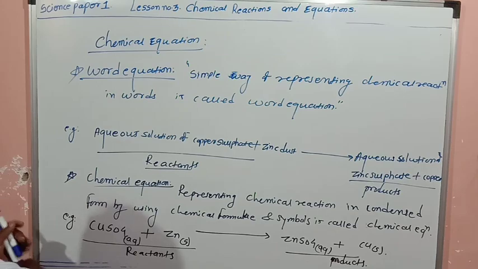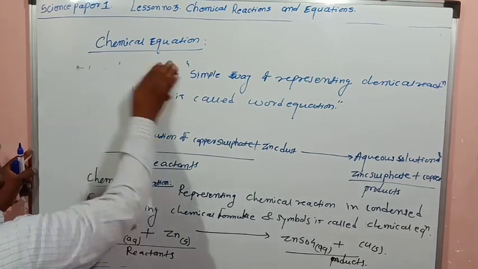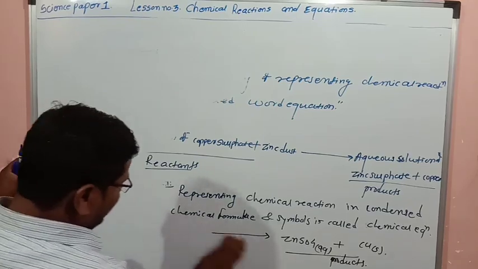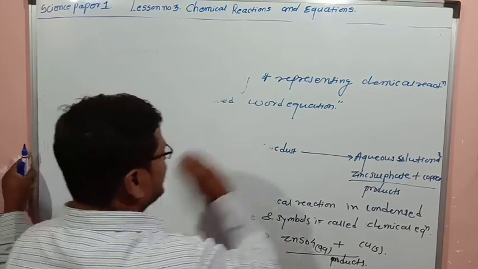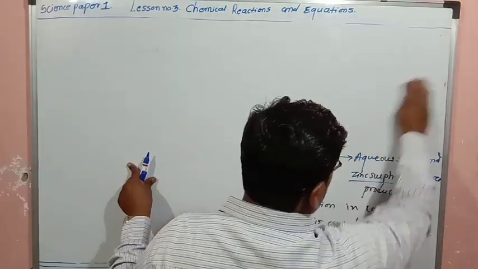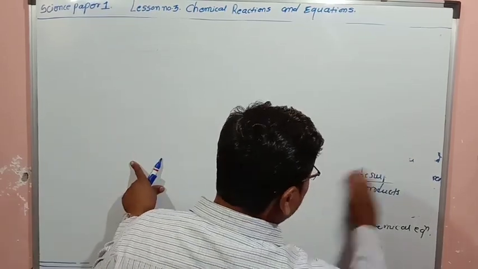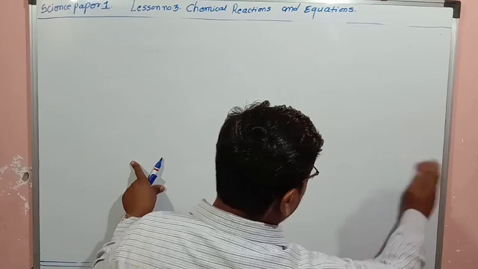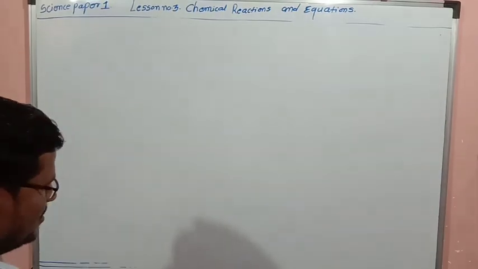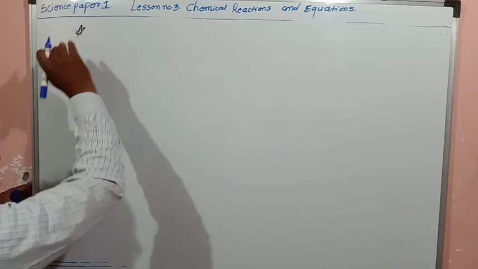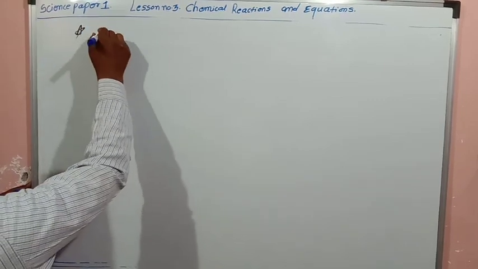Next point we are going to learn: sign conventions to write the chemical reaction, or ways of writing the chemical reaction. So in that sign convention, 7-8 points are there, and those points we are going to learn. The first point is there.